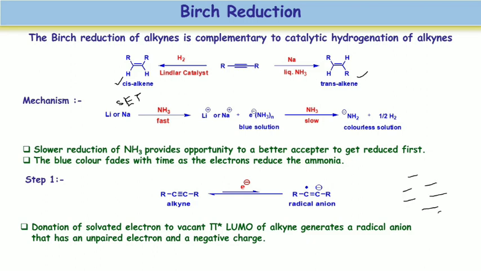If this is sigma star, if this is pi, this is pi star. So in between two carbon atoms in alkyne, we have 3 bonds. For 1 sigma bond, we have 2 sigma electrons. For 2 pi bonds, we have 4 pi electrons. Let me fill it up.